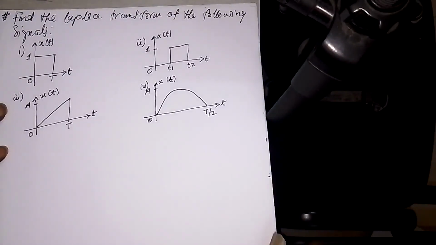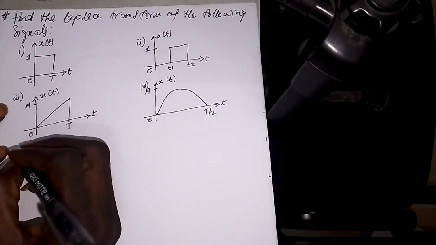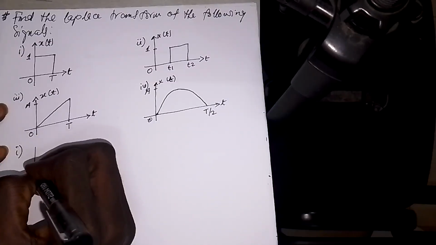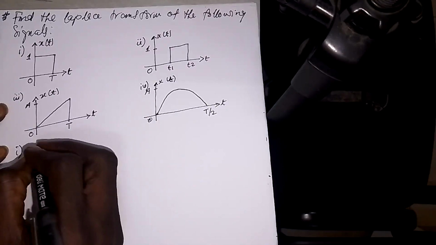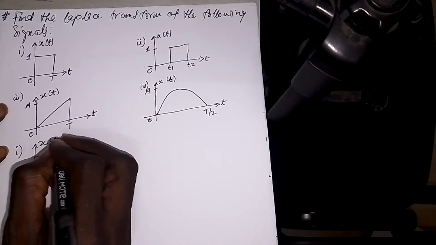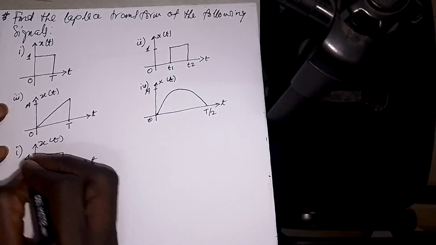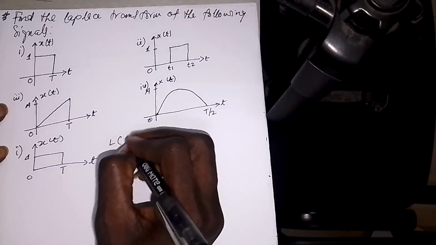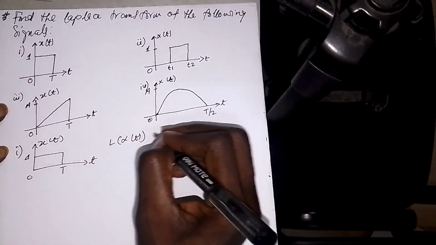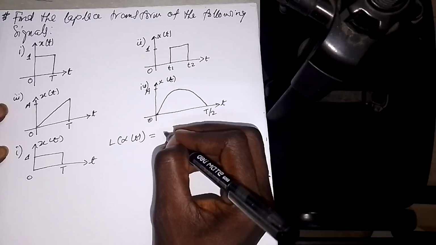Please, let's take a look at these questions. We're supposed to find their transforms. These are some signals. Now the transform for the first signal is of this particular format. Here is t, and here is x of t. Here is t, here is 0, and here is 1. We're supposed to find the transform of x of t, which is equal to this one.